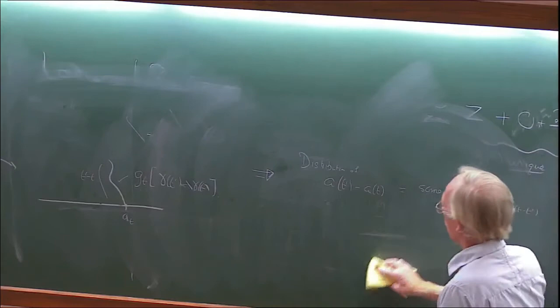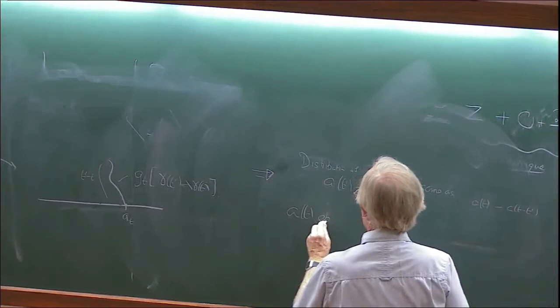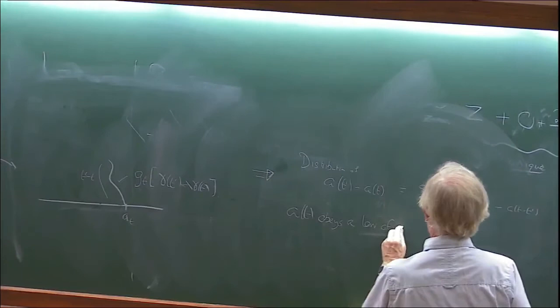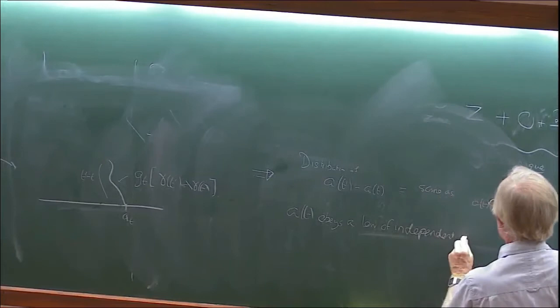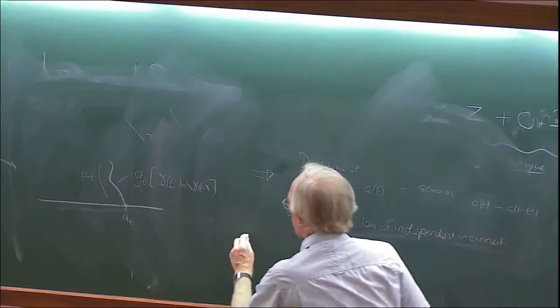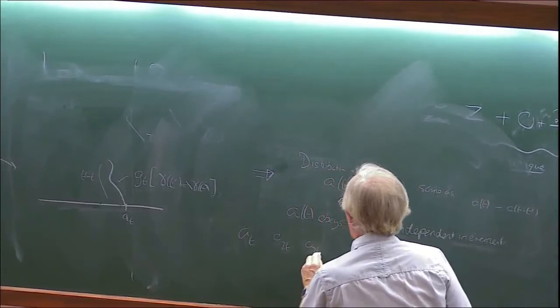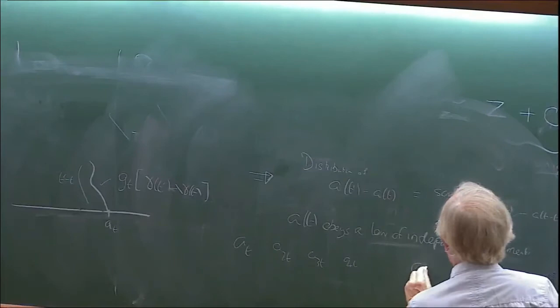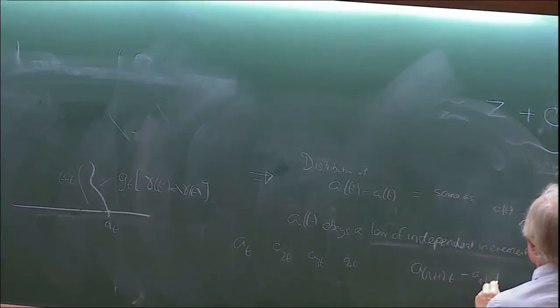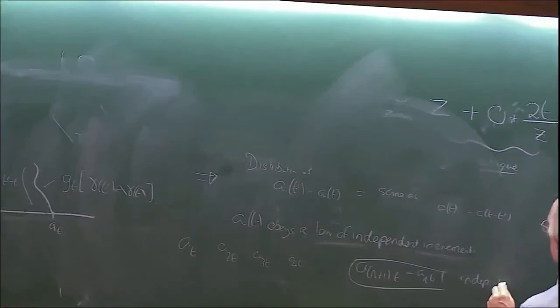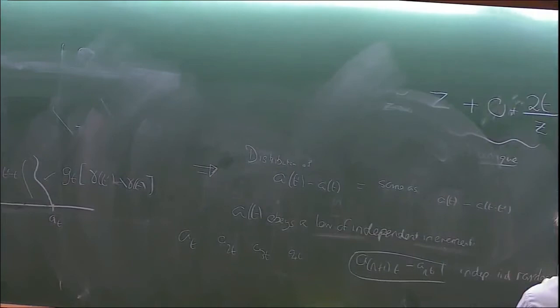So a better way of putting it is that A of t obeys a law of independent increments. That is, if I consider A of t and then A of 2t and then A of 3t, A of 4t, then A of (n plus 1)t minus A of nt, these are independent, identically distributed, IID random variables. And this has to be true for all t.